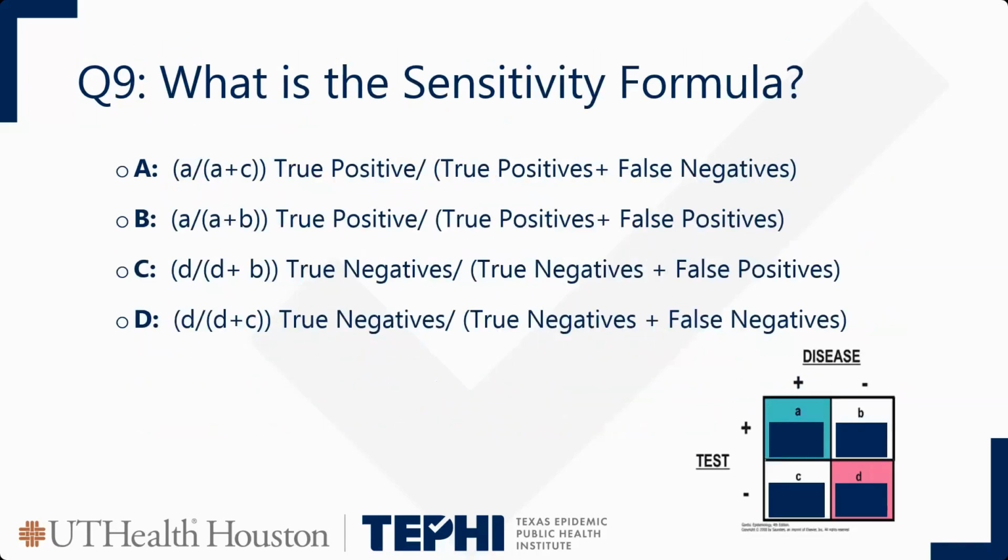Next question. What is the sensitivity formula? Is it true positives over true positives plus false negatives, or is it true positives over true positives plus false positives? Or is it true negatives over true negatives plus false positives, or is it the last option, true negatives over true negatives plus false negatives? So what is the sensitivity formula that we mentioned?